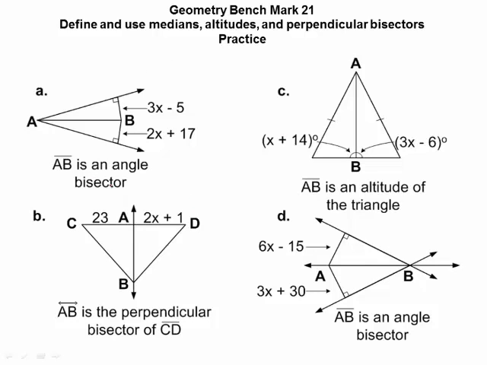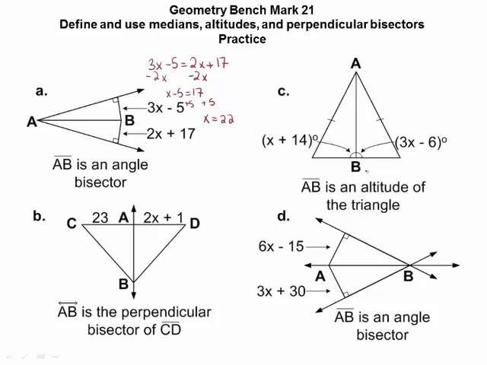Okay, AB is an angle bisector. That means that this distance and this distance are equal. Okay, and then you solve from there. So we subtract 2x from both sides. X minus 5 equals 17. Add 5 to both sides, and I get that x is equal to 22.